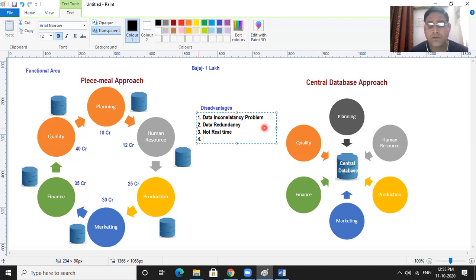Now one of the very important aspects which we are missing right now, that is integration. The departments or the functional areas of an organization, they are not integrated with each other. They all are having their specific databases, they are playing with that data only. There is no integration in departments. There is no integration. Let me write it in full.